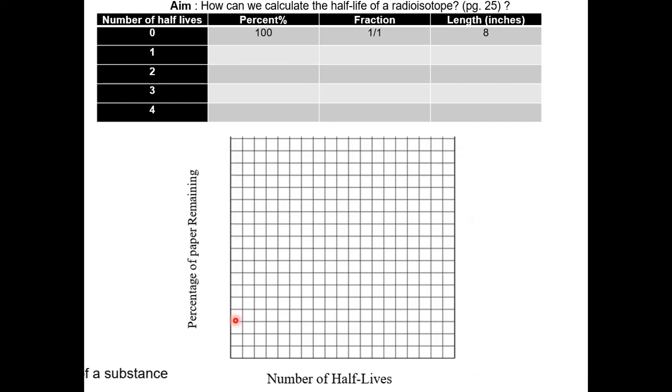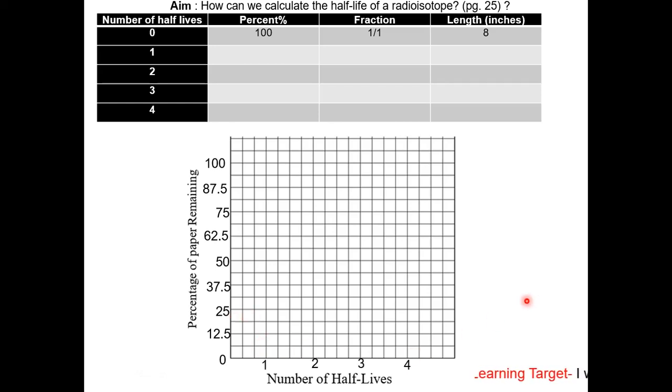On the y-axis is the percentage of the paper remaining. On the x-axis is the number of half-lives that have passed. In the beginning, we have 100% of our radioisotope, which is the paper, which is 8 inches long. In the graph, it will be this point. After the first half-life, half of the radioisotope has decayed. Therefore, there's 50% of the radioisotope left over that has not decayed yet.